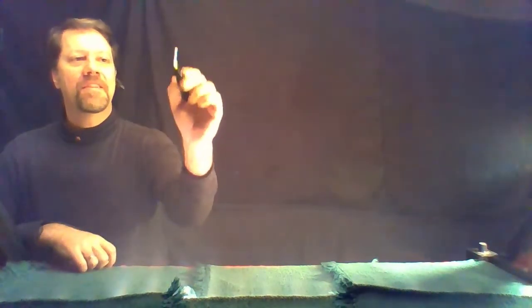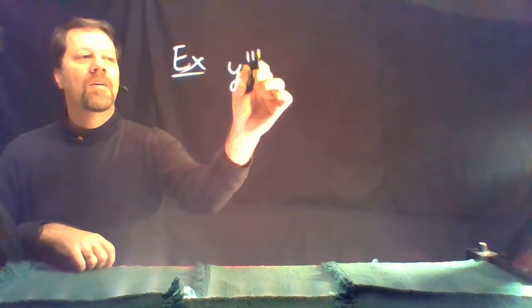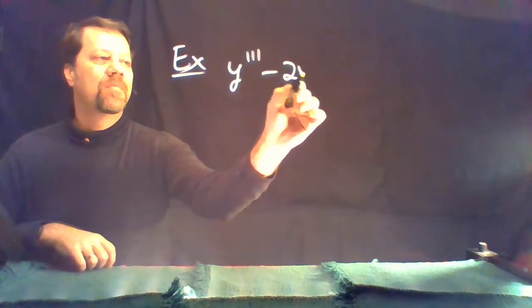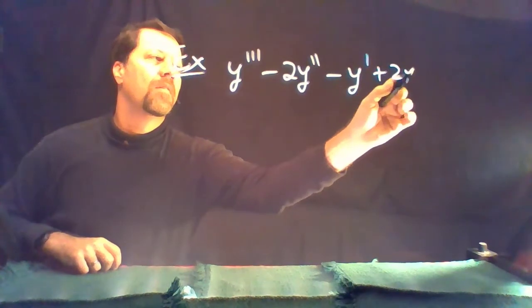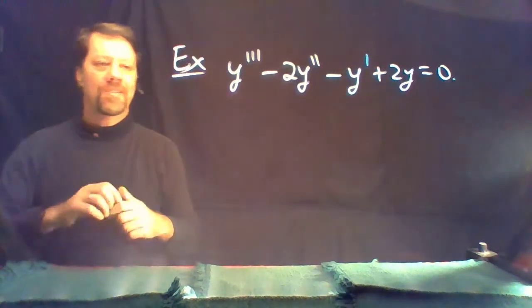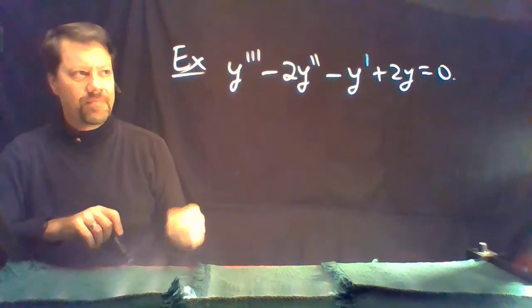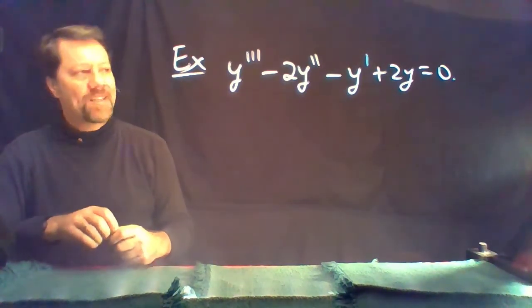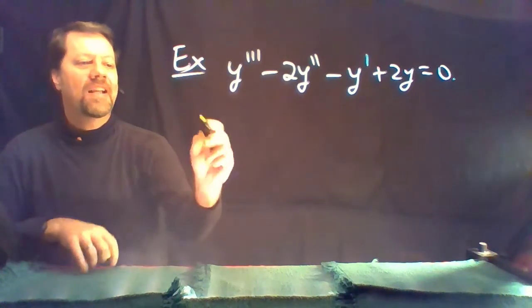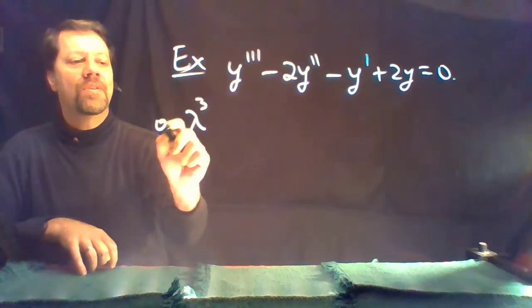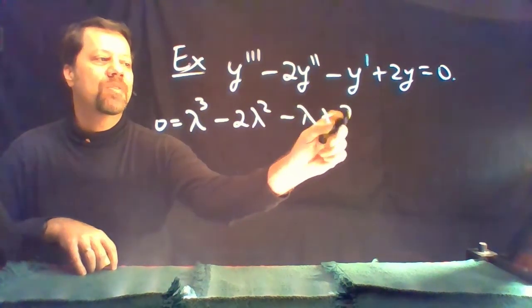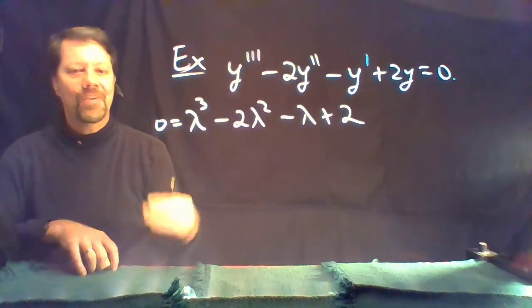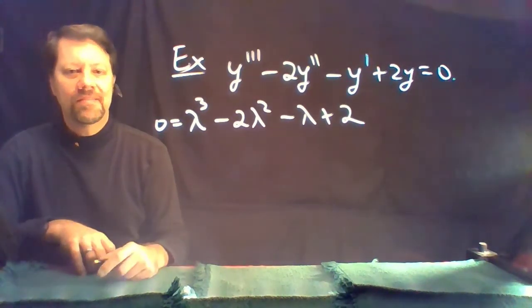I want you to see that this theory applies not just to second-order problems, but also, why not a third-order problem? Consider the differential equation y triple prime minus 2y double prime minus y prime plus 2y. The characteristic equation is going to be 0 equals lambda cubed minus 2 lambda squared minus lambda plus 2. How do we solve this cubic polynomial equation?